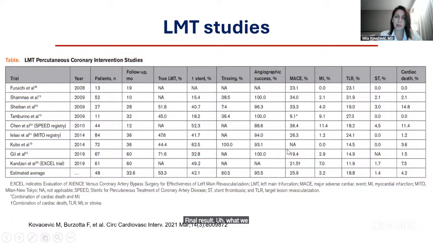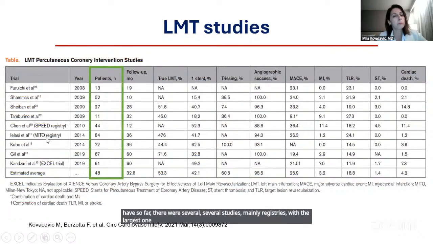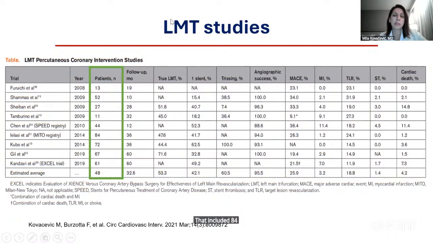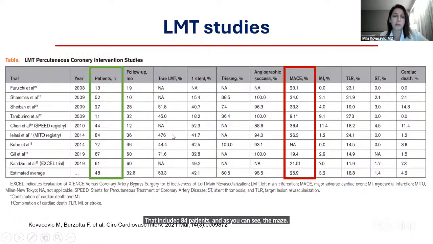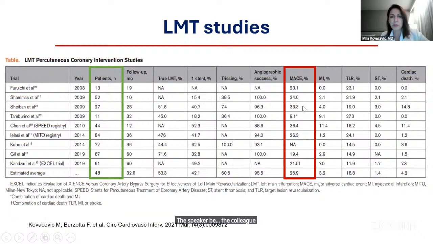What can we say about left main trifurcation, what data do we have so far? There were several studies, mainly registries, with the largest one being the MITO, Milan and New Tokyo registry, that included 84 patients. As you can see, the MACE differed in those trials, from 9% in Taburino to 34% in Shamas.